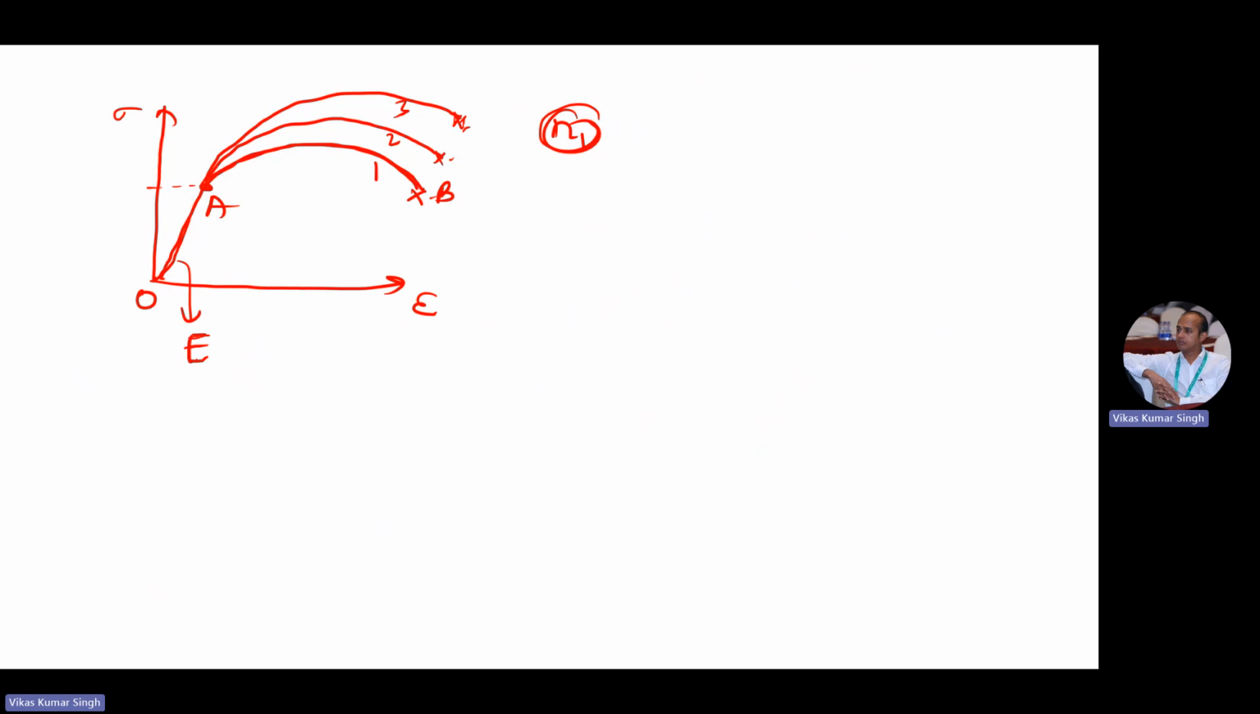So suppose n is 0, what will happen? Suppose we are putting sigma equal to k epsilon to the power n. What will happen if n is 0? It means there is no hardening in the material. No hardening means sigma equal to k epsilon to the power 0, so sigma equal to k. So sigma will be constant.